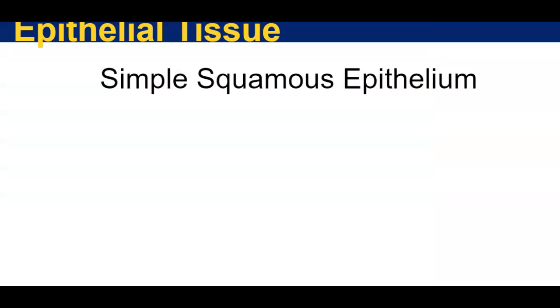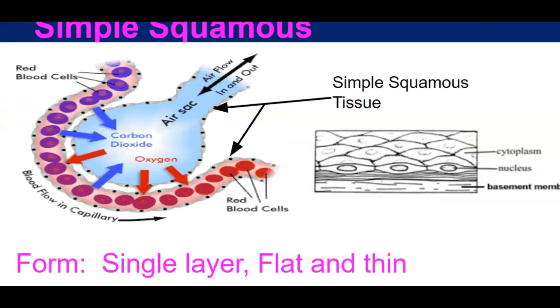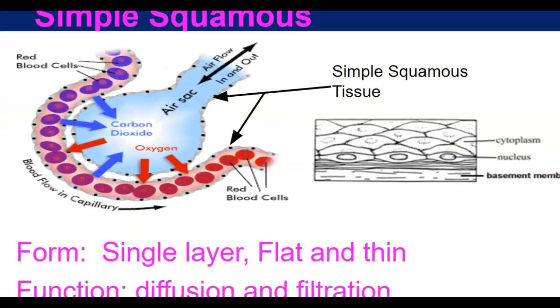Okay. All right. Simple squamous, pardon me. You might take a look at it like this, and it's got some forms, some functions, and where it is found. We call it filtration, so it's going to filter through, and in this case, what it's going to filter through are gases. Oxygen is going to be absorbed, and carbon dioxide is going to be let go, okay? Nice to have it only one cell layer, because we want to make sure that these gases can get through.